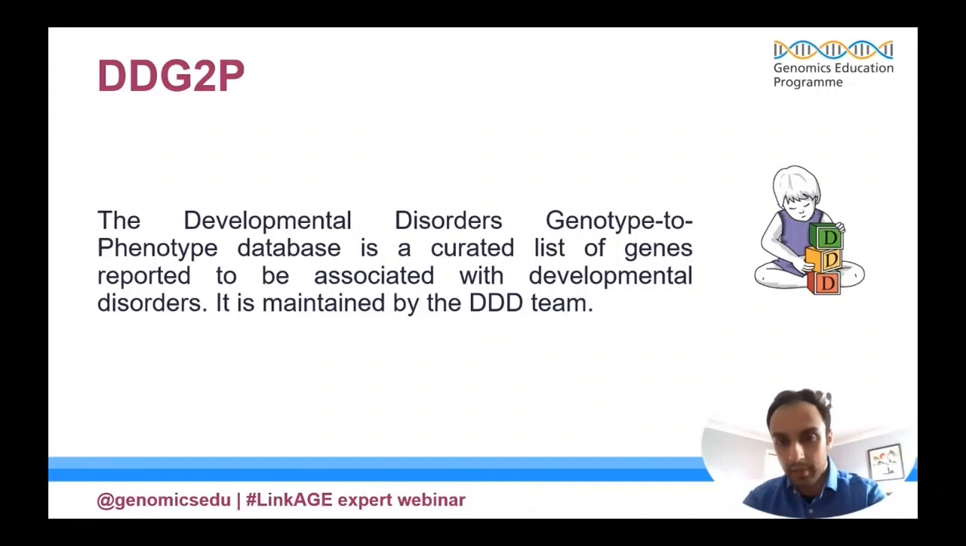A subpart of DDD is the Developmental Disorders Genotype to Phenotype database, which is a curated list of genes reported to be associated with developmental disorders. And it has both the genes, the type of mutation, whether it's mono or biallelic, and the direction of action. And all of this is extremely important because it's relevant to the next part of this presentation.